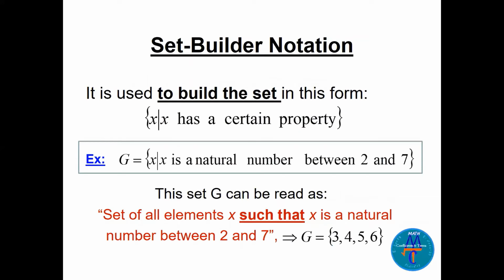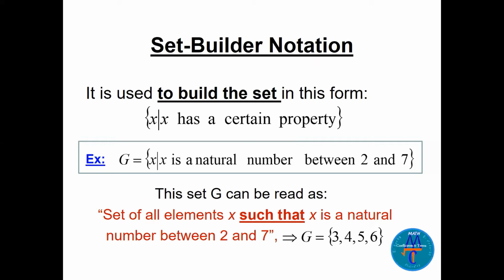Now set builder notation. This is a method, a notation, for building a set. You build a set like you build your house. So you can find the elements, the members of this set. We have X such that X has a certain property. Let's look at set G. Set G is X such that X is a natural number between 2 and 7.